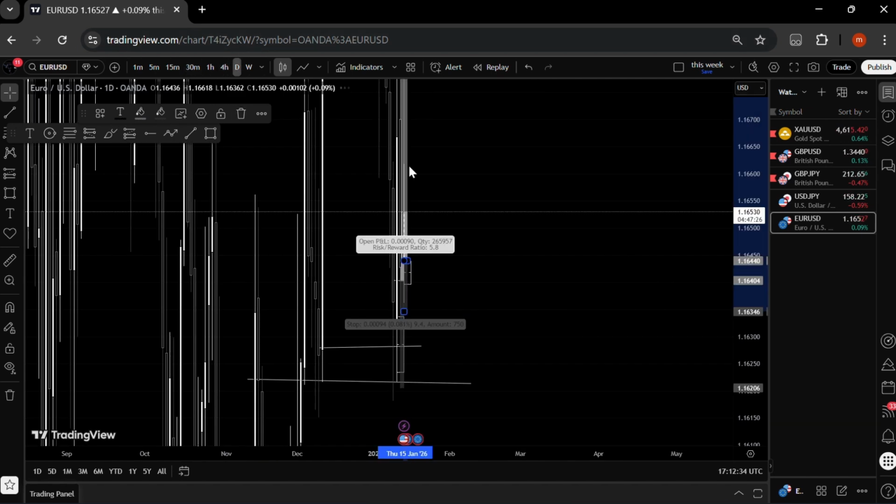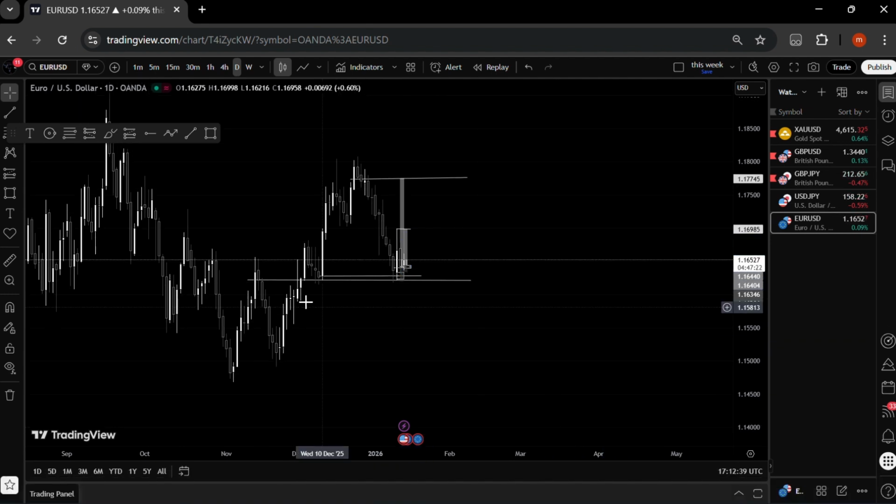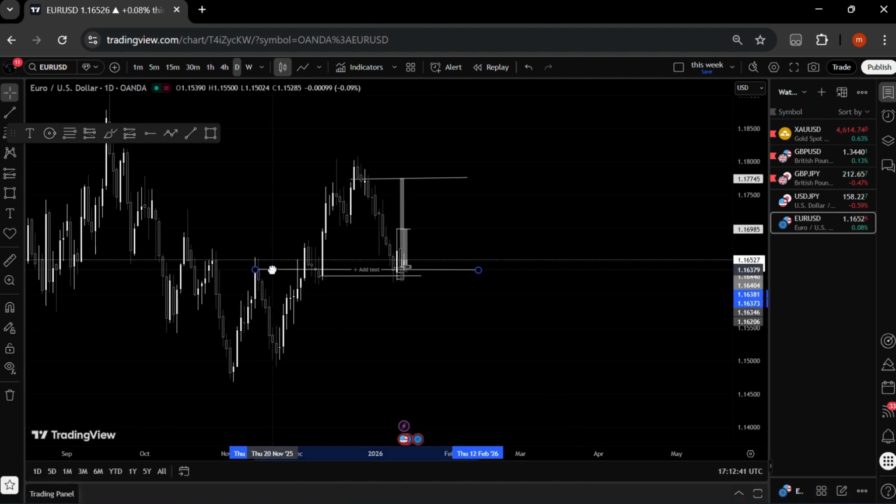Although we had the chance, we could use it here on the daily time frame, because if you look at it very well, you get that this is also a failed QM right here. This is a failed QM level right here. This is the failed head and shoulders, not the normal head and shoulders.